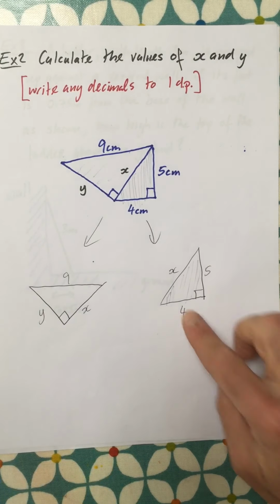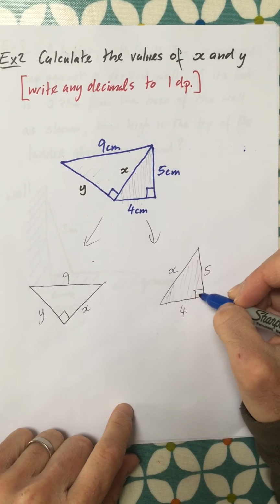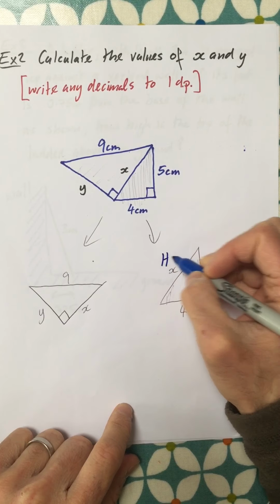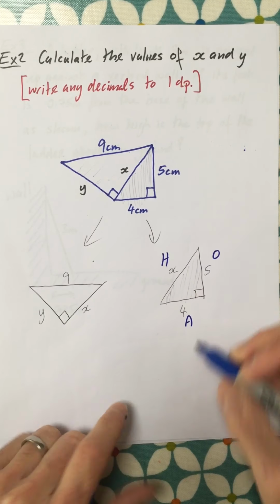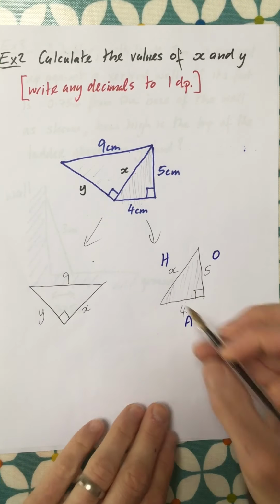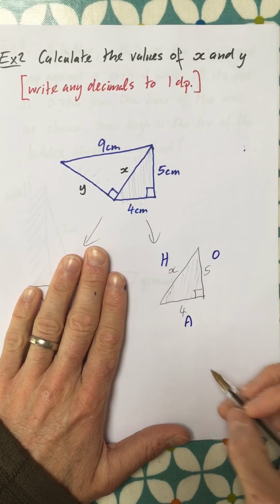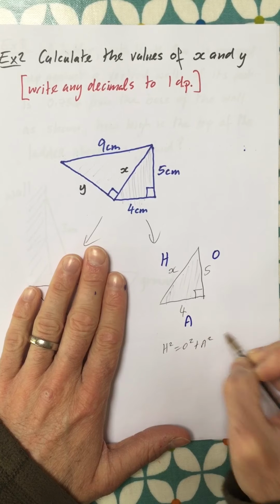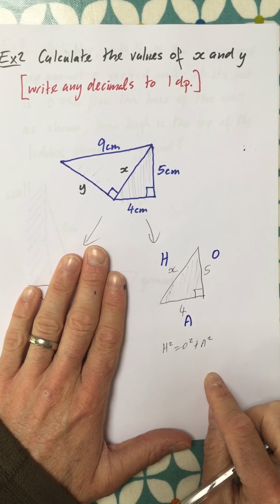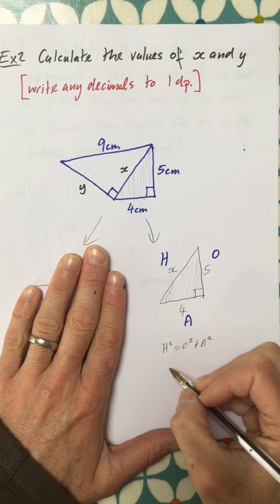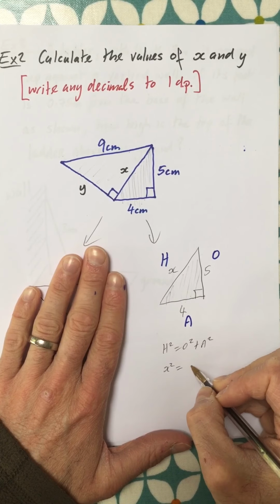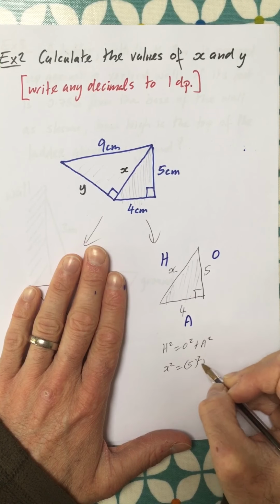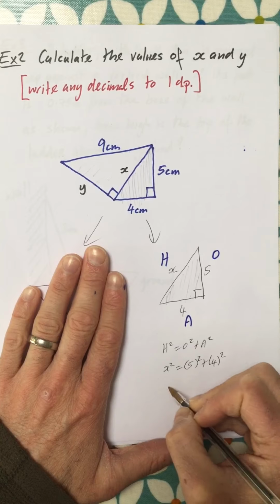So to start with this, I'm going to label this triangle. Here's my right angle. So this will be the hypotenuse here, and I'm going to call this O and this A. And I'm going to use Pythagoras' theorem on this triangle. So we're going to have h squared equals O squared plus A squared. Remember, that's always true for right angle triangles. So that's going to be x squared equals 5 squared plus 4 squared.